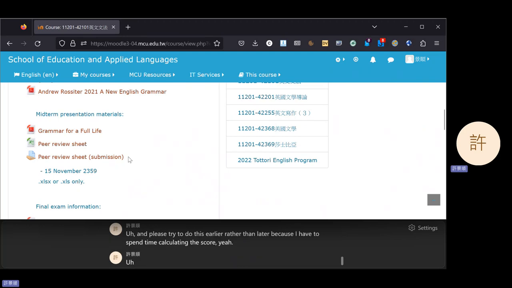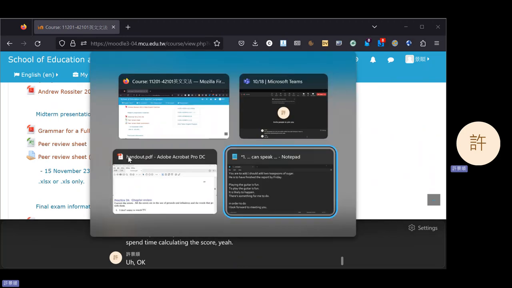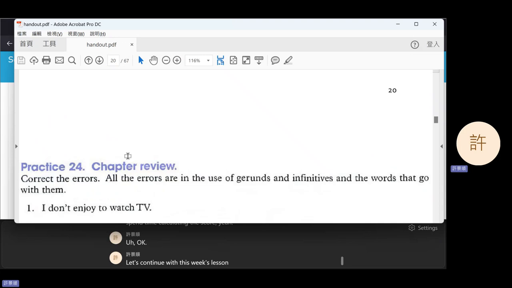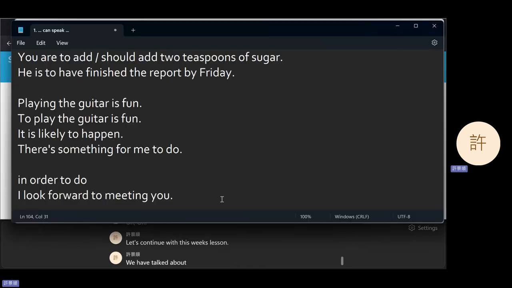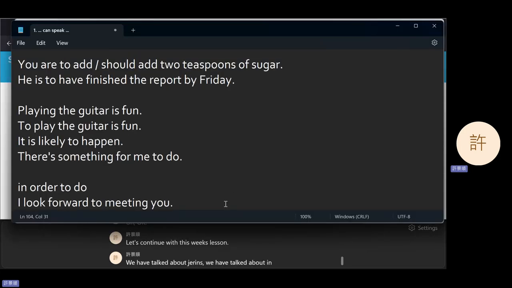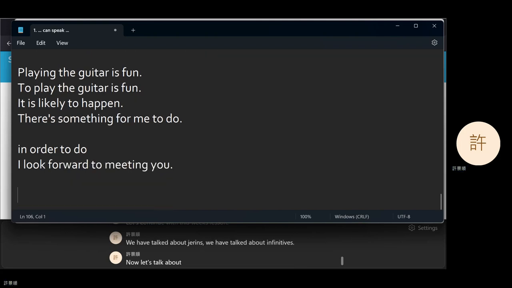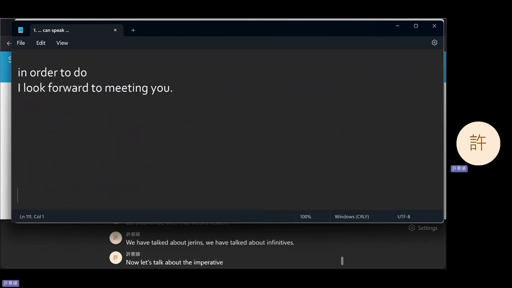Okay, let's continue with this week's lesson. We have talked about gerunds. We have talked about infinitives. Now let's talk about the imperative mood.